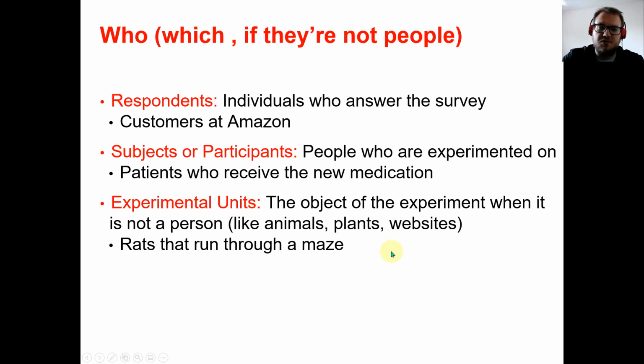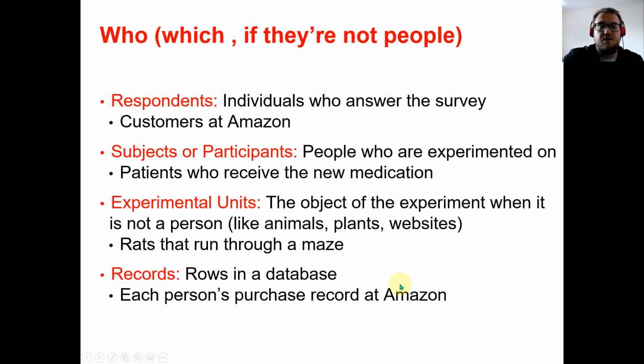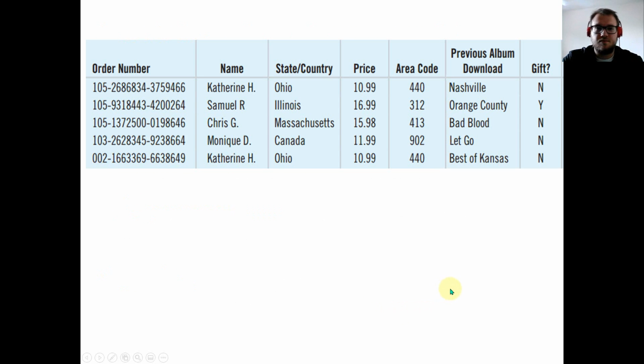So we are always running studies on rats or mice to see how they function and how it could be replicated in humans. An example of this would be rats that run through a maze. And then records, rows in a database. So each person's purchase record at Amazon.